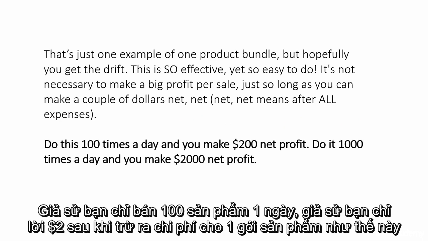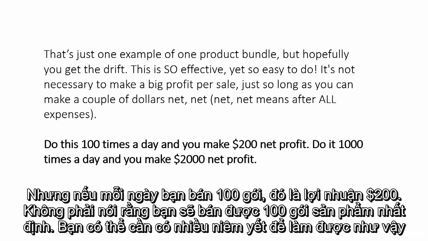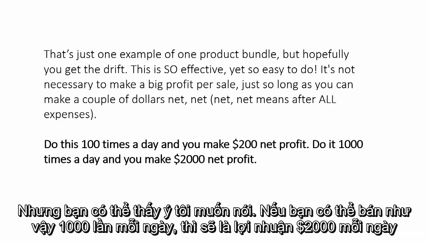Because if you were selling 100 a day, so let's say you're only making $2 net profit after all your expenses on a bundle like this. But if you're selling 100 a day, that is $200 net profit. I'm not saying you're going to sell 100 of one particular bundle. You might have to have several different listings in order to do that. But you can see where I'm going with this. If you can do this 1,000 times a day, then that's $2,000 a day net profit.